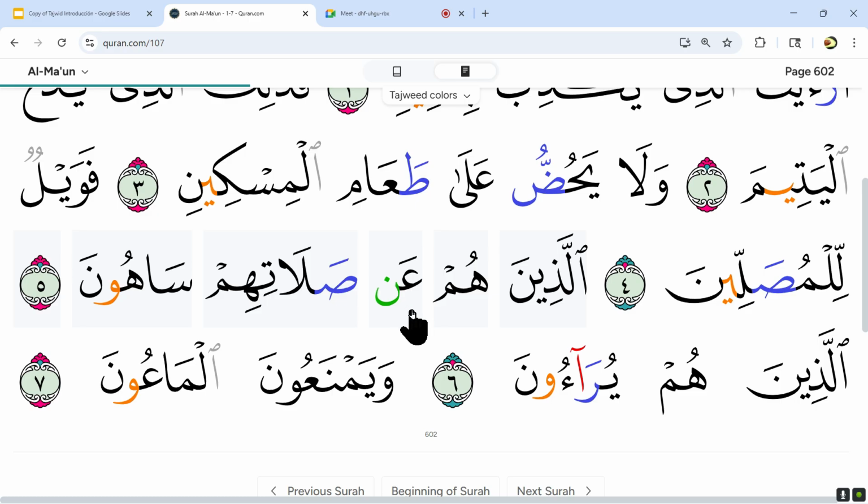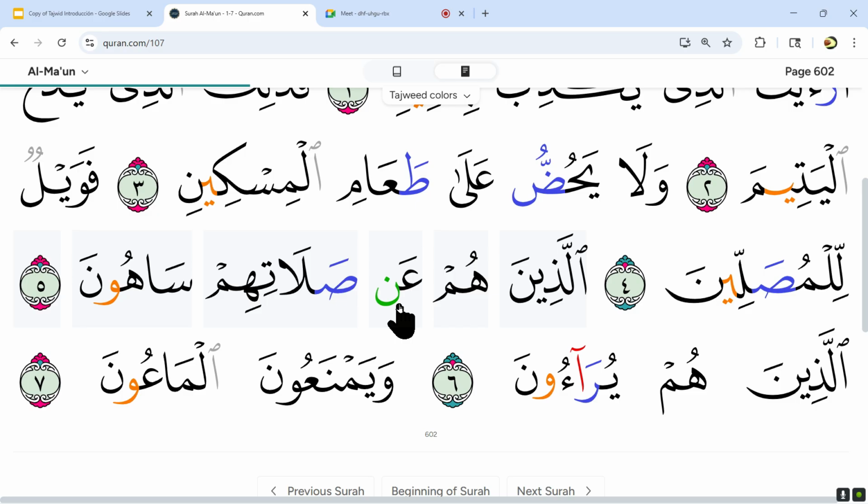عن instead of عن. Pull your tongue more back. صلاتهم. Try this. Leave your tongue hanging. Don't touch the top of the palate. صلاتهم. الذين هم عن صلاتهم.